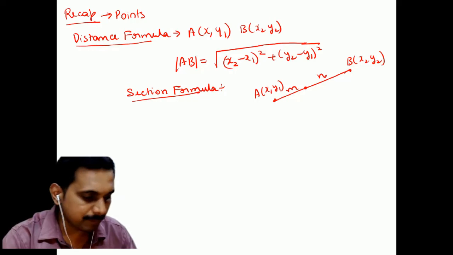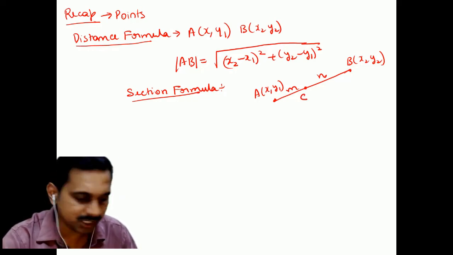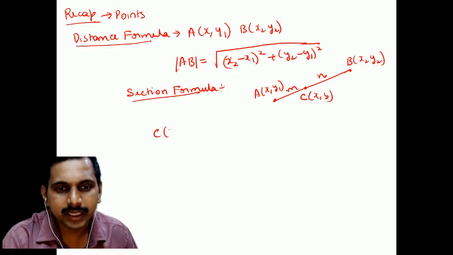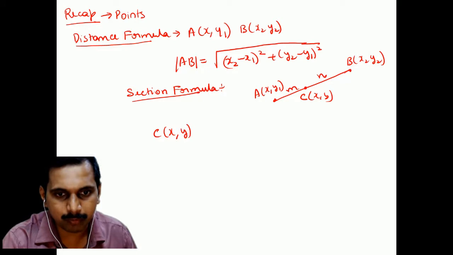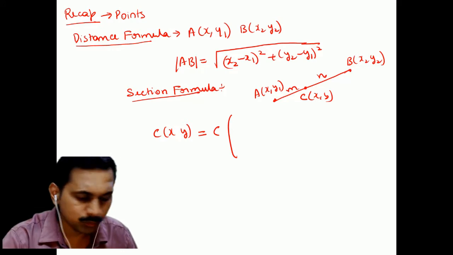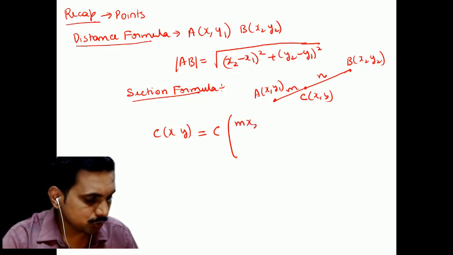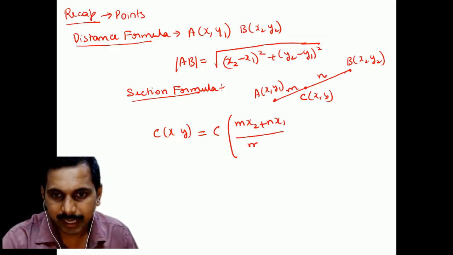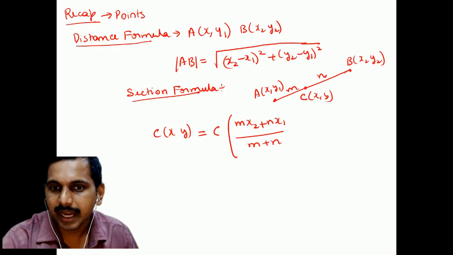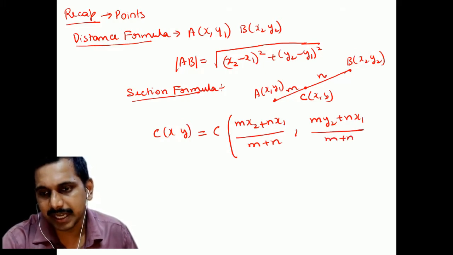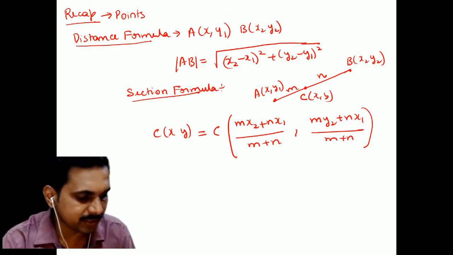Now if it is cut in m and n, the point C (x, y) would be C of (mx2 plus nx1) divided by (m plus n), correct? And the other one would be (my2 plus ny1) divided by (m plus n). I hope you get this, students. This was the second thing we did.